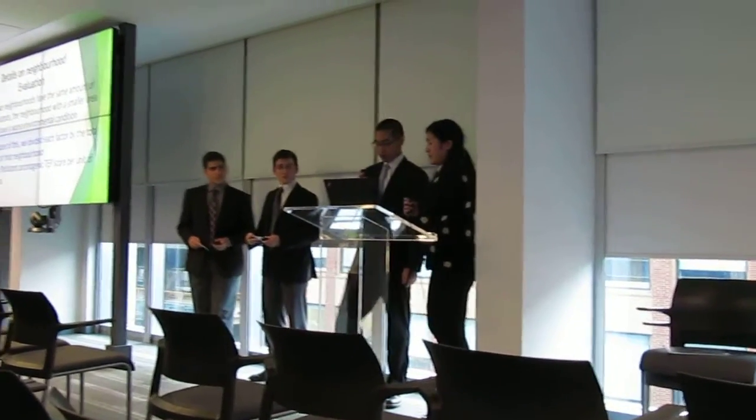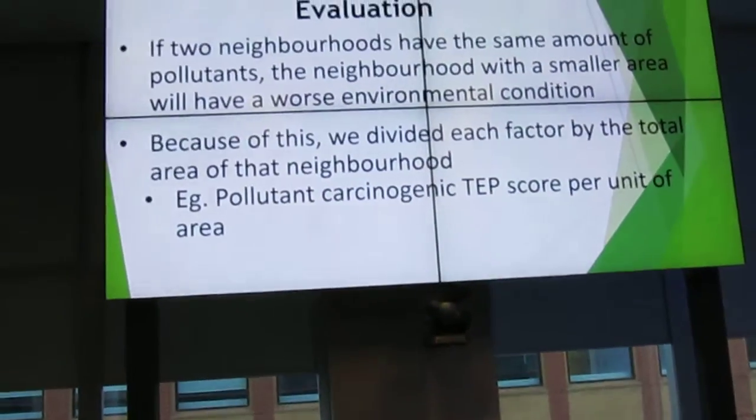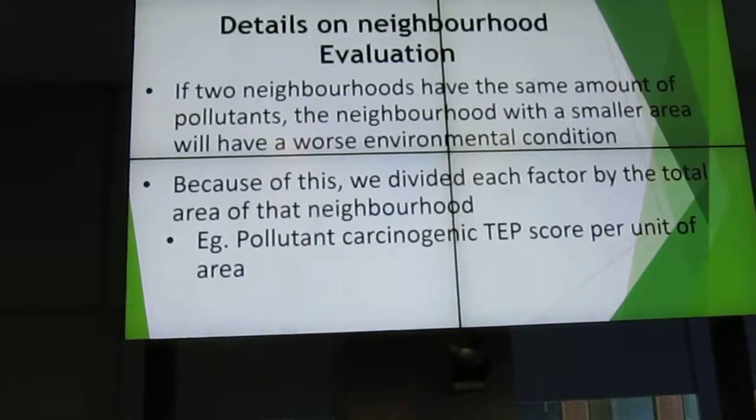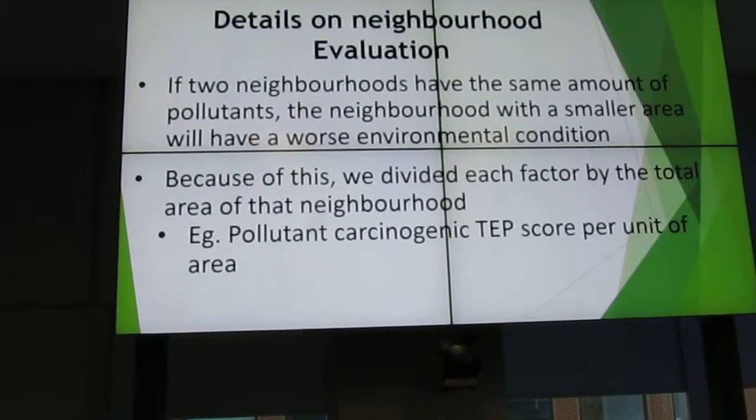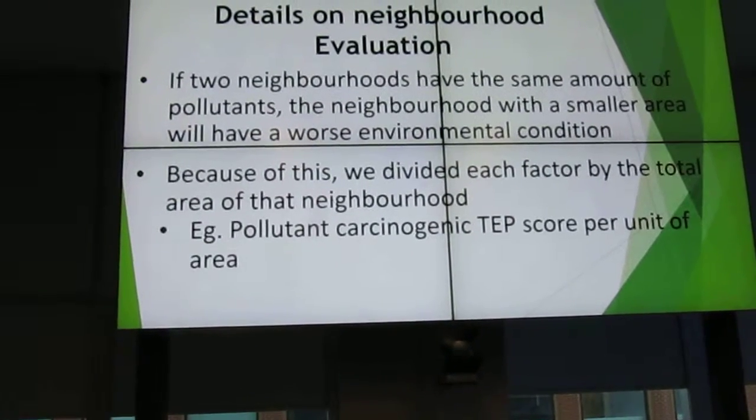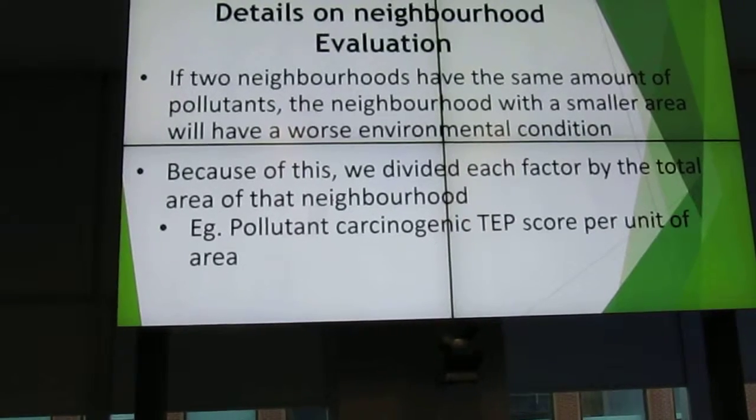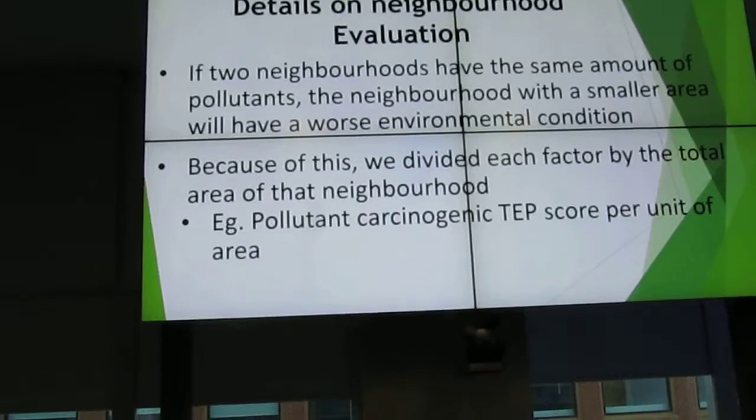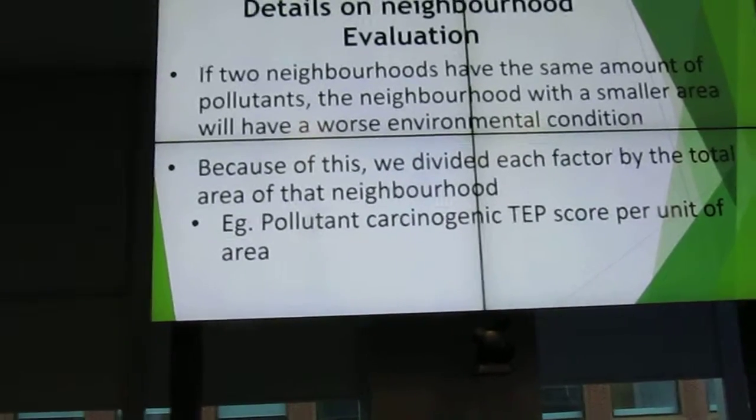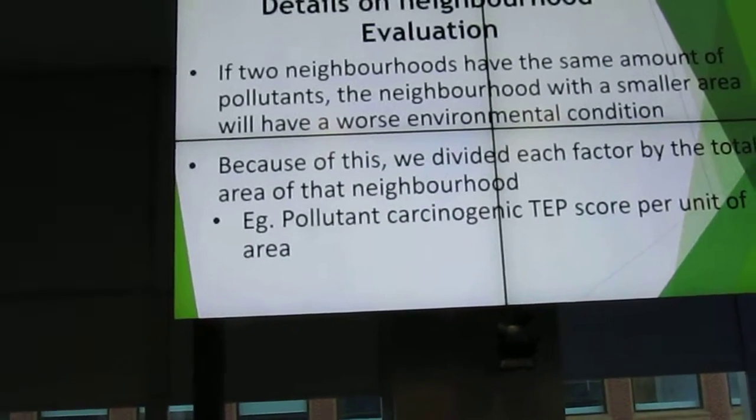So now let's focus on the neighborhood evaluation. First, think about this. If 2 neighborhoods have the same amount of pollutants, the neighborhood with a smaller total area will obviously have a worse environmental condition. Because of this, we divided each factor by the total area of that neighborhood. For example, instead of using pollutant carcinogenic TEP score, we use pollutant carcinogenic TEP score per unit of area.